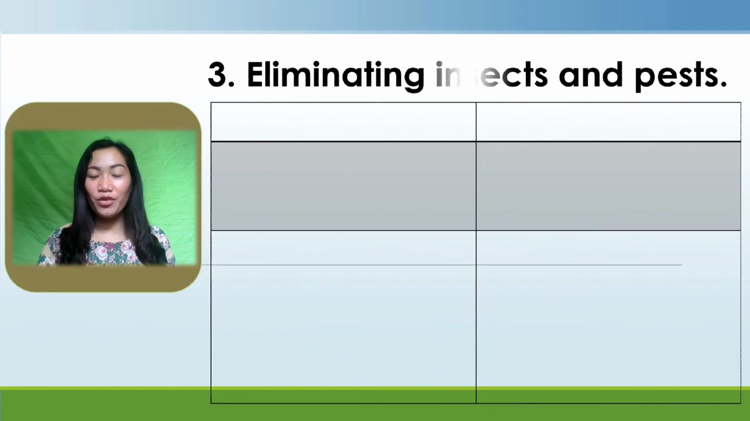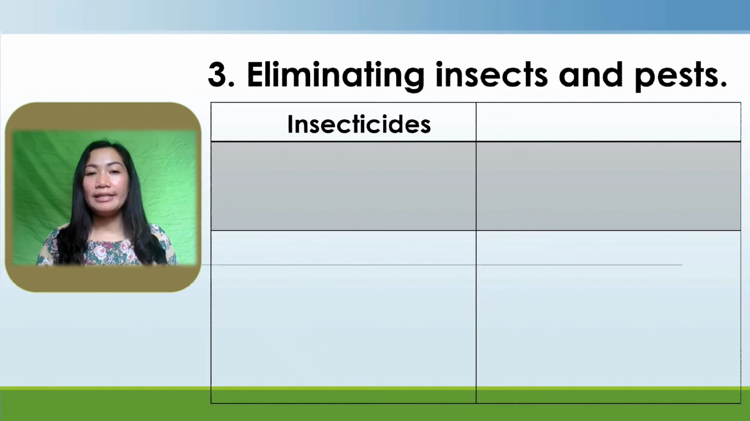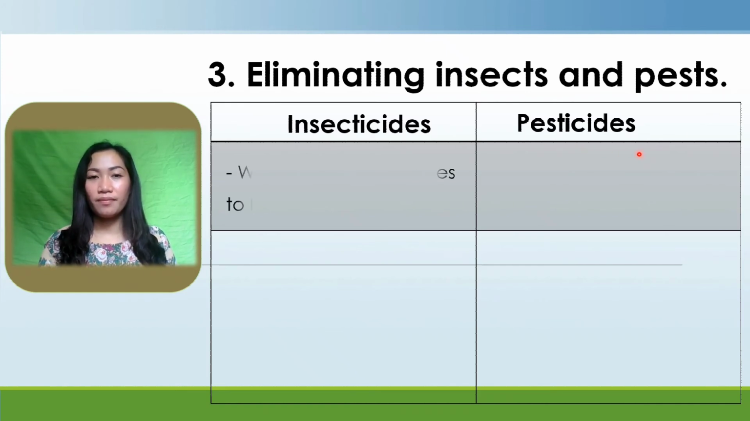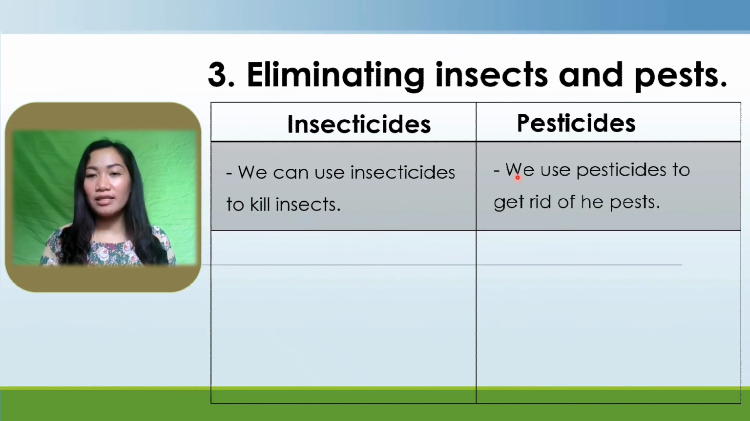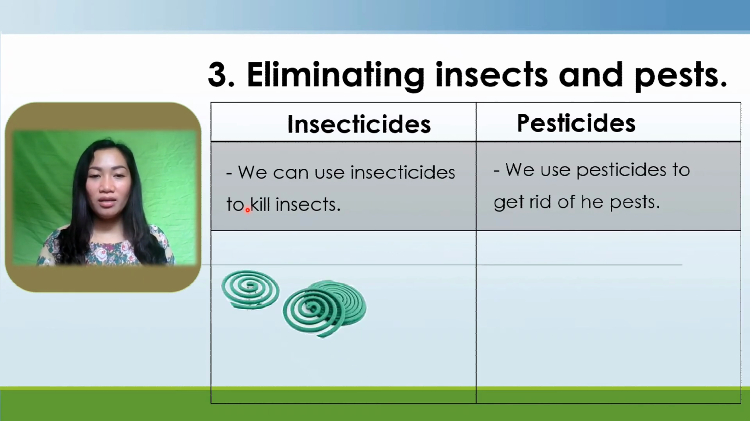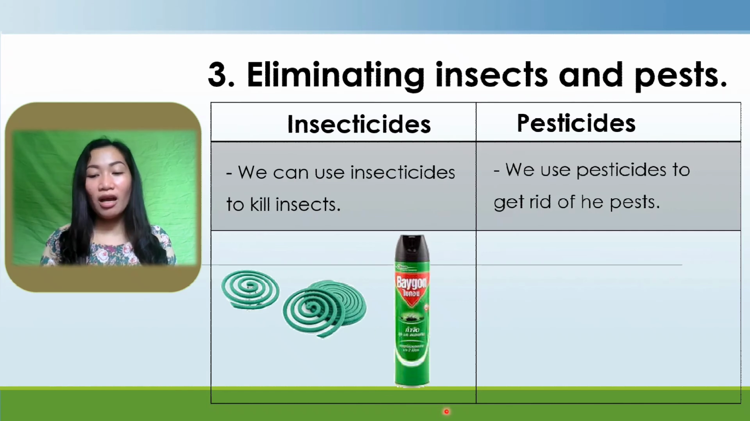We have also number 3, eliminating insects and pests. Insecticides and pesticides. We can use insecticides to kill insects. For pesticides, we use them to get rid of the pests. We have the mosquito repellent for the mosquitoes, for them not to bite us. We have also the Baygon for the cockroaches.